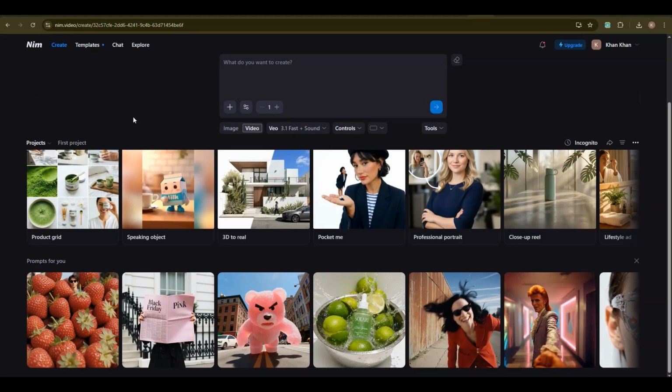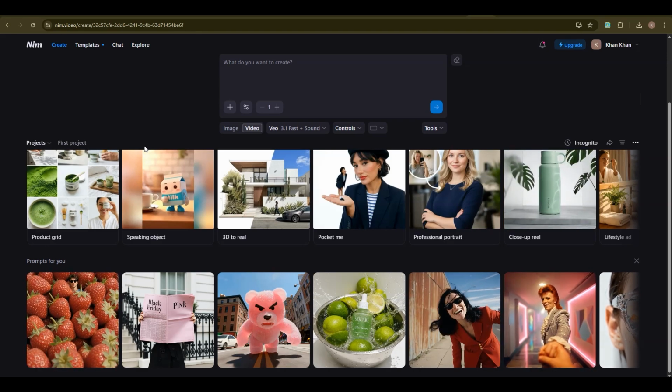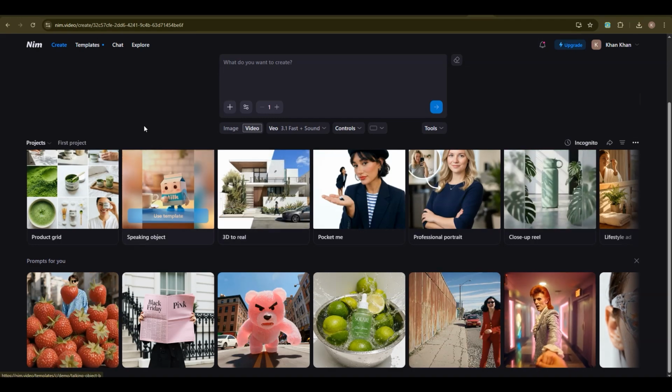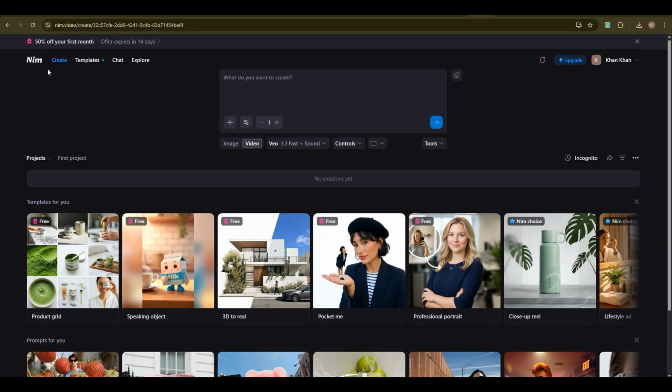Today I'll explain how many videos you can generate with the Higgsfield AI free plan. First, the free plan usually gives you around 150 credits per month. These credits are used for generating images, videos, and other AI tools on the platform.